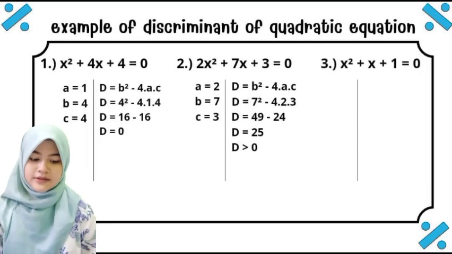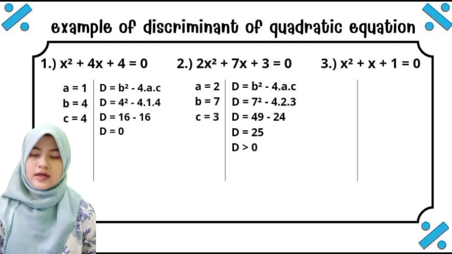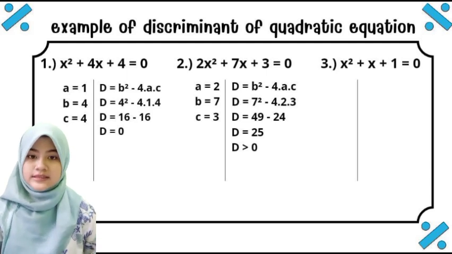And the last example, we have x to the power of 2 plus x plus 1 equals 0.